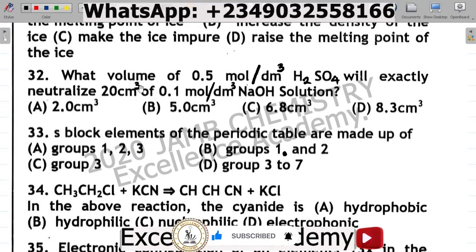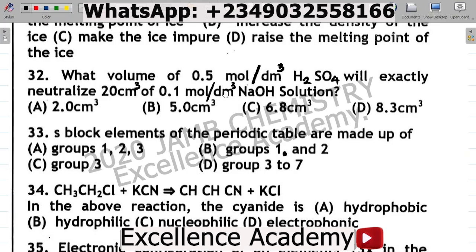Next up, question number 32. 32 says, what volume of 0.5 mole per dm cube H2SO4, hydrogen tetroxysulfate 6 acid, will exactly neutralize 20 cm cube of 0.1 mole per dm cube sodium hydroxide solution? A, 2 cm cube, B, 5 cm cube, C, 6.8 cm cube, D, 8.3 cm cube. So which of these is the correct answer?